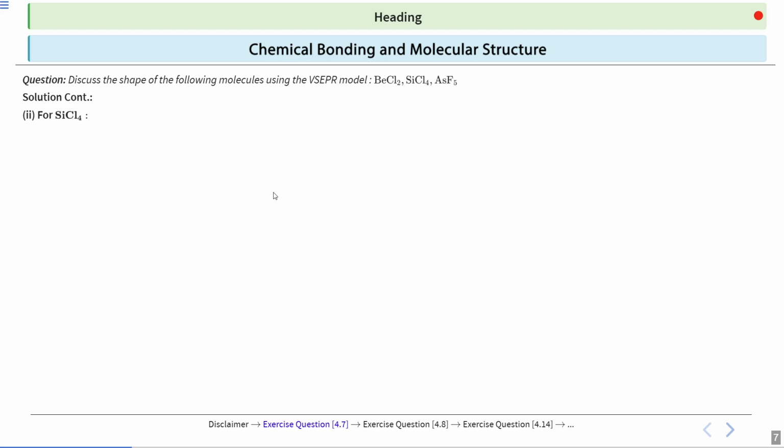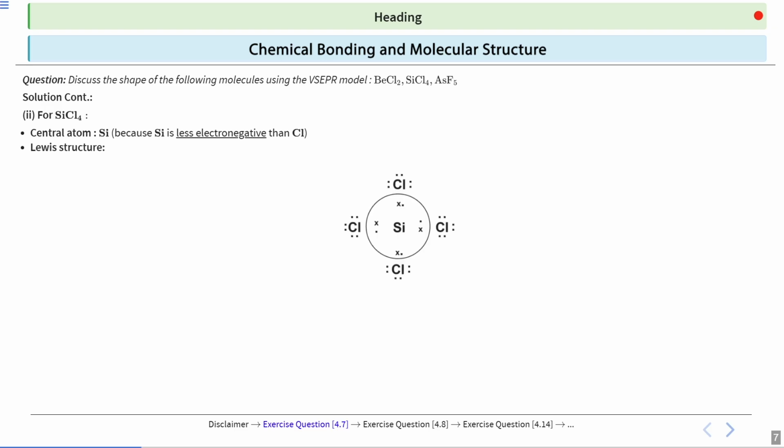So again, for the SiCl4, the central atom will be silicon because chlorine is a halogen, so it will be the most electronegative one in the given compound. So we'll take silicon as the central atom. Okay. Question is, how do we draw the Lewis structure?